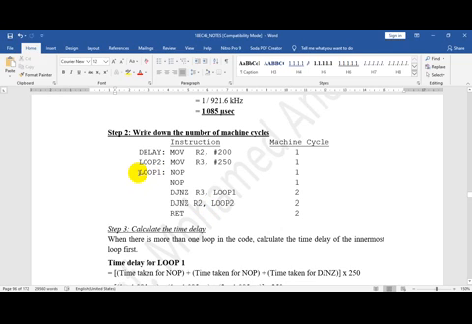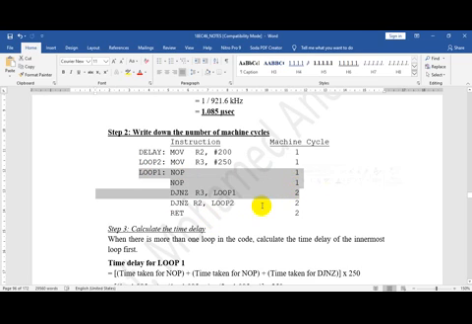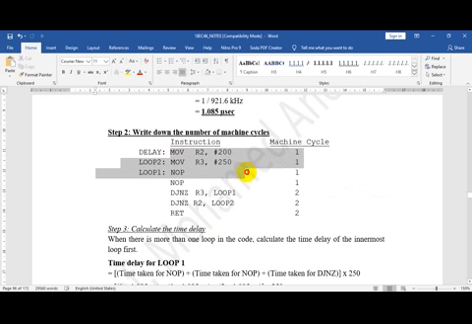So here the inner loop is loop 1. First we will calculate the time taken by loop 1. After this we will calculate the time taken by loop 2. The third step is to calculate the total time taken by this entire code.